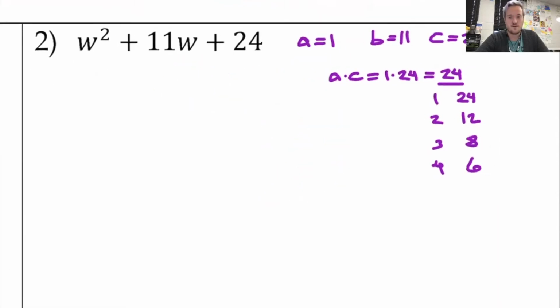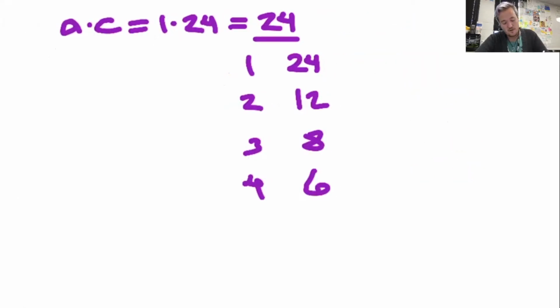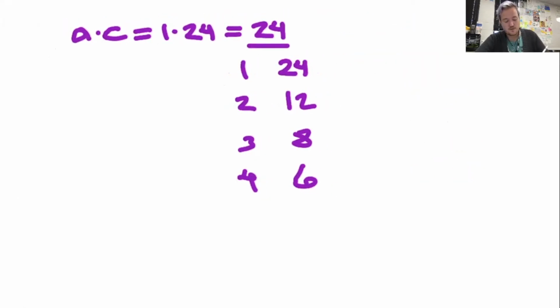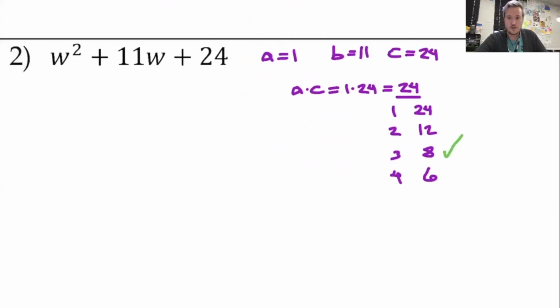All right, so I want to look for the values that add up to 11. So if I go through the list, 1 and 24 is 25, that doesn't work. 2 and 12 make 14, 3 and 8 make 11, and then 4 and 6 make 10, so that doesn't work either. So it has to be 3 and 8. So 3 and 8 are what I'm going to use to split the middle.